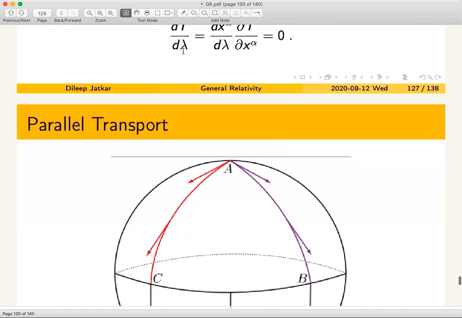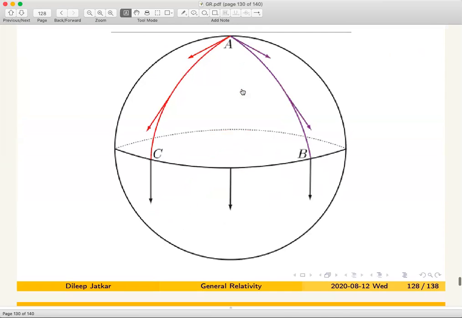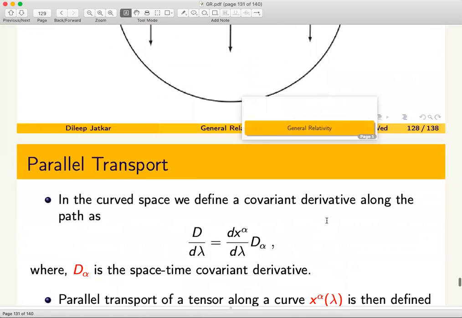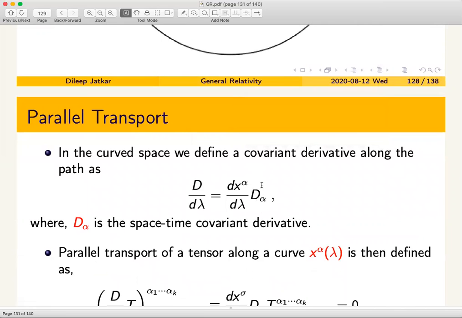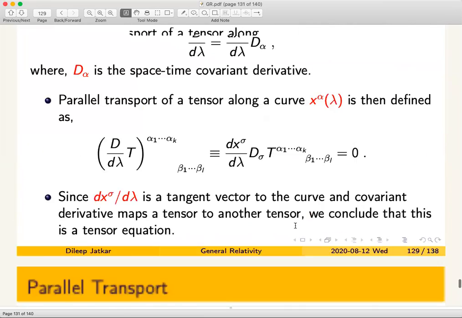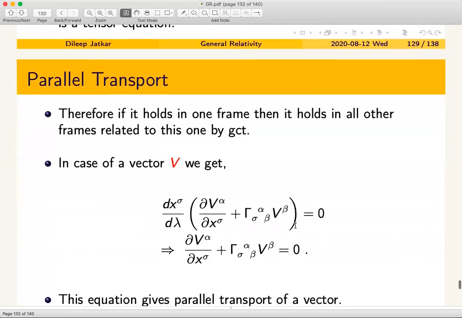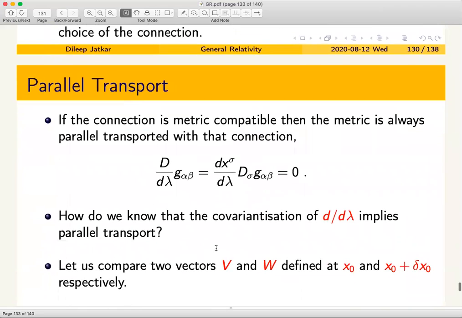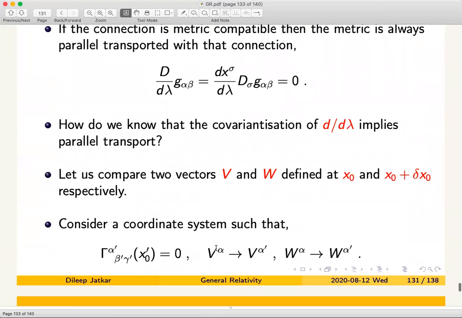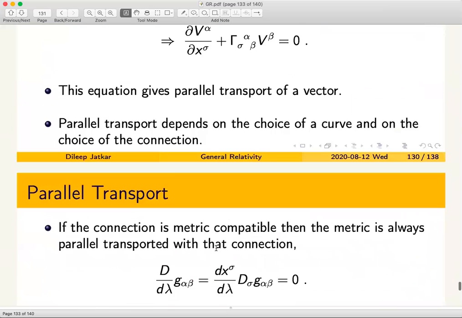But what we did was we said that it is not covariant, and therefore we demanded that the equation should be covariant, and we replaced d by d lambda by capital D by d lambda, where we replaced the partial derivative by the covariant derivative. So the natural question is: how do we know that the capital D by d lambda piece that we are using is correct?